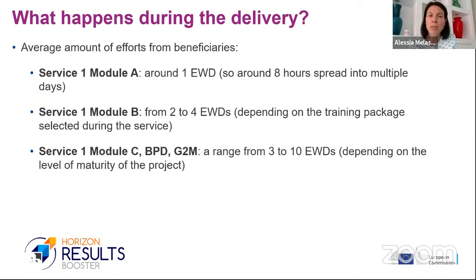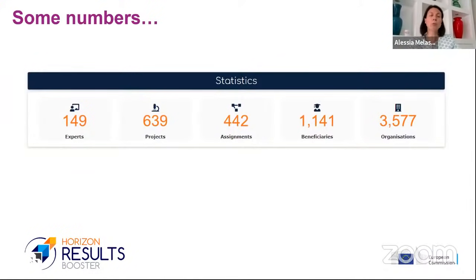In the slide, you have summarized the estimated total work commitment requested on the side of the beneficiaries, which could go from very quick service delivery, which is Service 1 Module A, around 1 equivalent working day throughout the duration of the service delivery, to 3 to 10 equivalent working days for more complex services. For you to have some numbers and to let you understand how big is what the Commission is doing and providing to the beneficiaries.